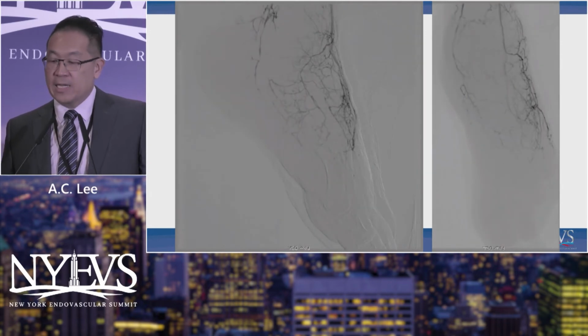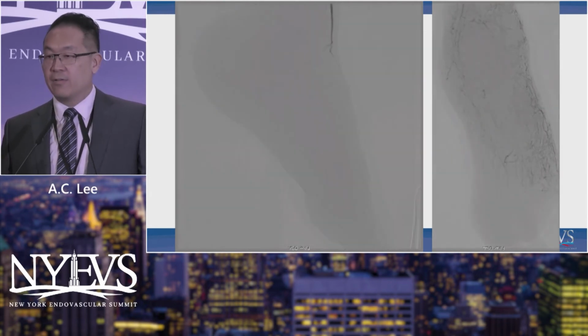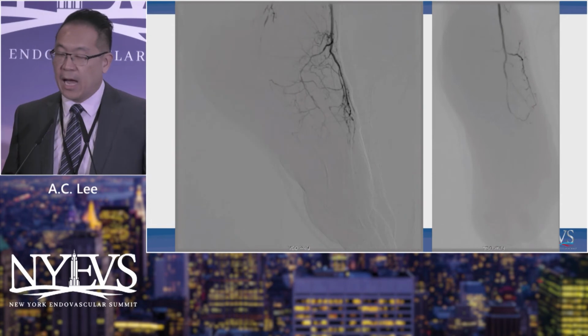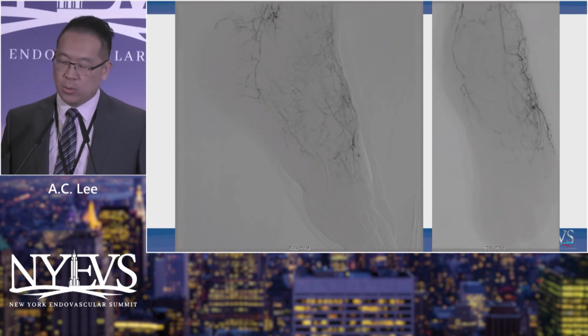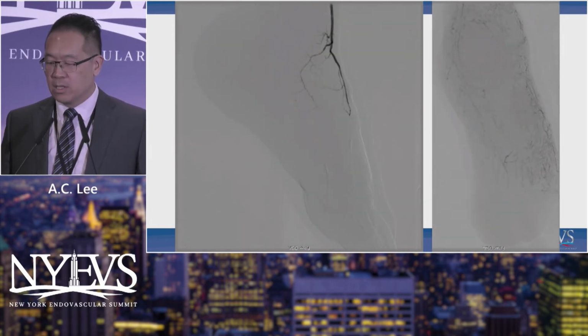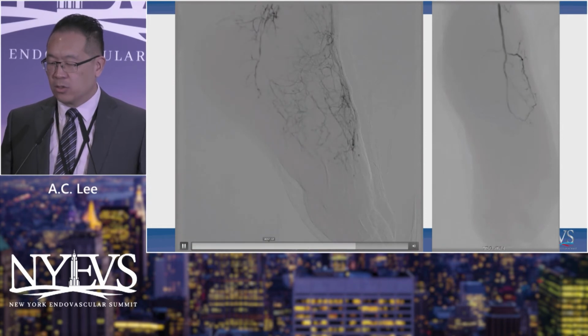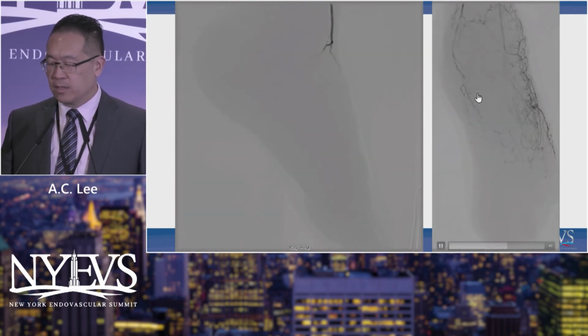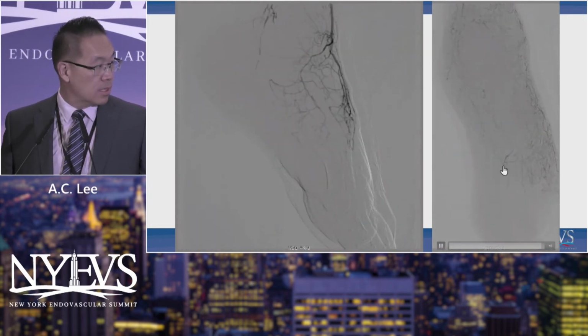Knowing these, taking pictures also is very important. So you obviously want to have DSA with a high frame rate, at least 4 frames per second. You want to stand the pedal for late filling collaterals. So here on the right, if you look, you can see the loop filling late right there.